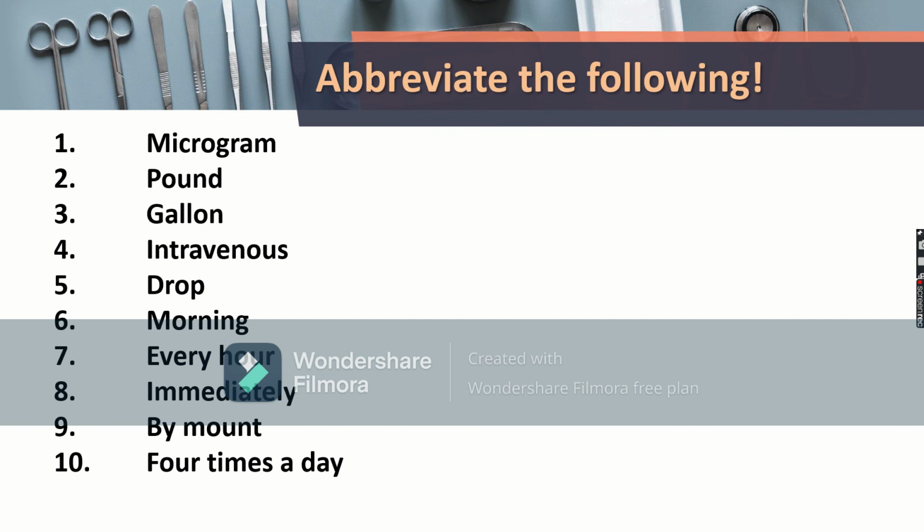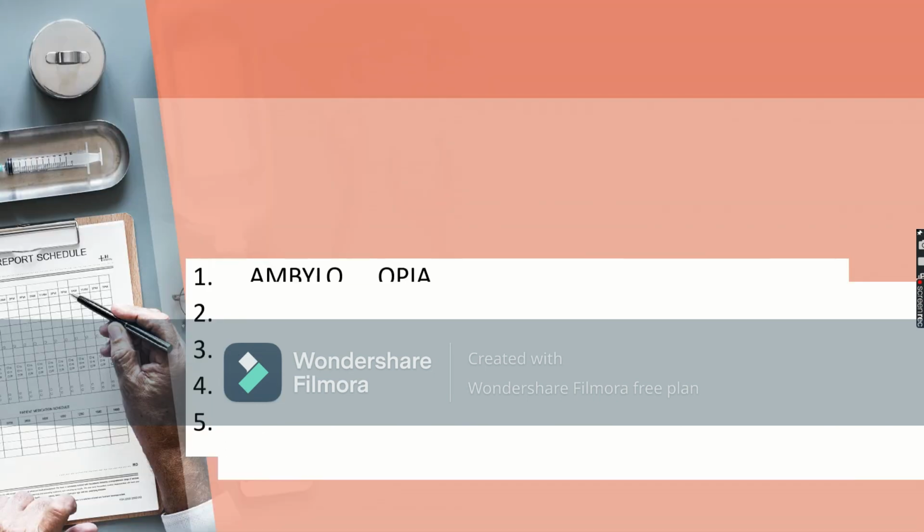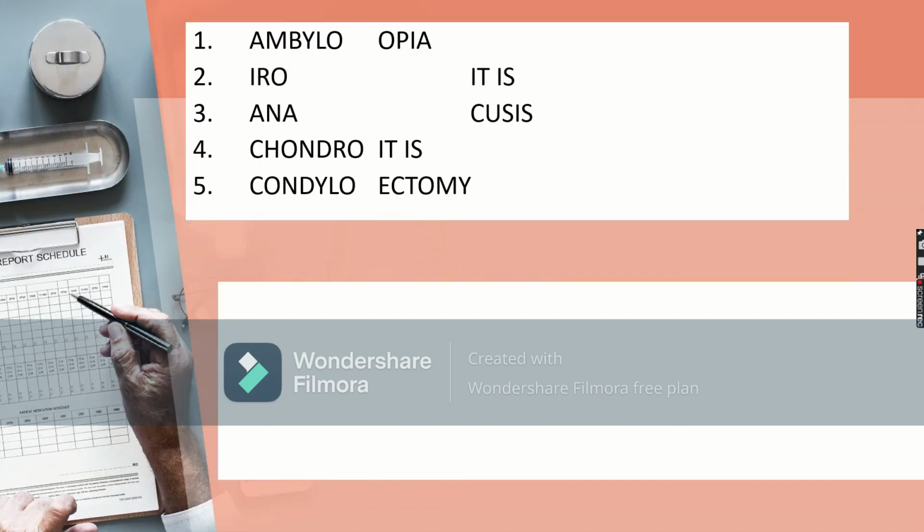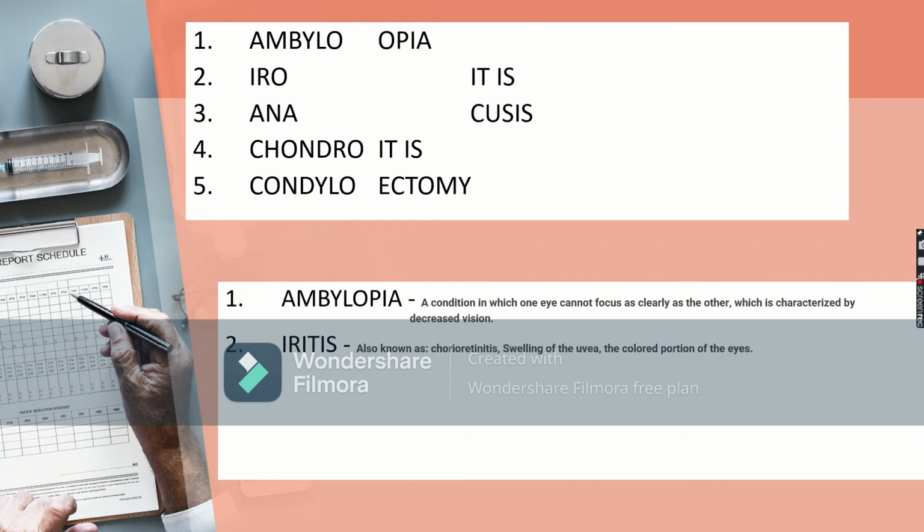Let's go ahead and check your answer. Are you ready? Let's do number 1. Amblyopia is a condition in which one eye cannot focus as clearly as the other. It is characterized by decreased vision. Number 2. Iritis is also known as swelling of the uvea, the colored part of the eye. Number 3. Anacusis is a total loss or absence of the ability to perceive sound as such.